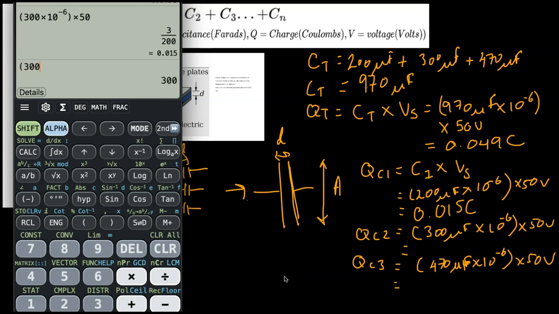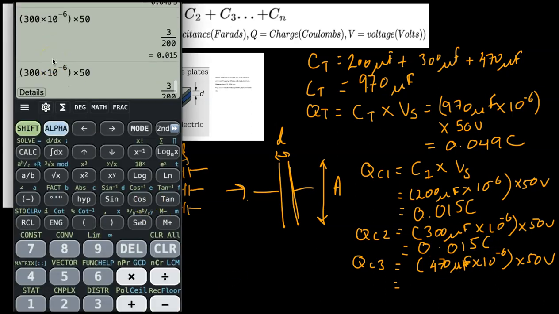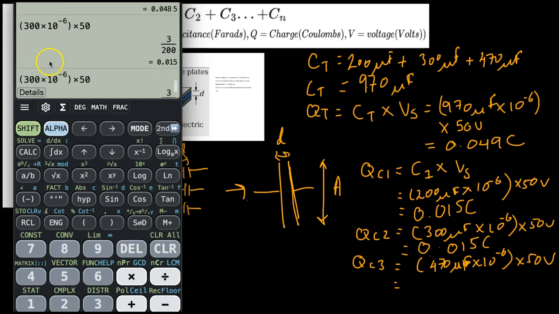300 microfarad capacitor. Change it into farads. Multiply it by a 50 volt supply. It's going to have a charge of 0.015 coulombs. Did I just do that twice? Oh, my bad. Hold on. I did that twice. The first one was meant to be 200 microfarads. Let's make a quick adjustment there.